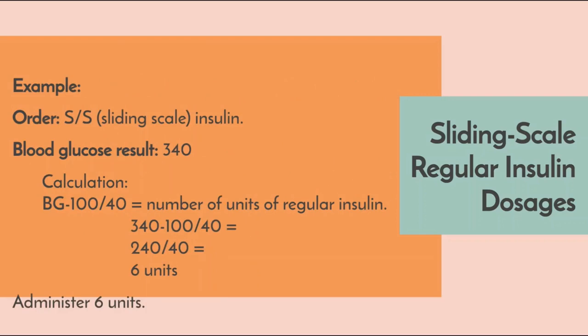Here is one example. Order: sliding scale insulin. Blood glucose result 340. So in calculating this, we will change the BG into 340. So this will become 340 minus 100 divided by 40. So 340 minus 100 is 240, and then we will divide 240 by 40, and the result will be 6 units.